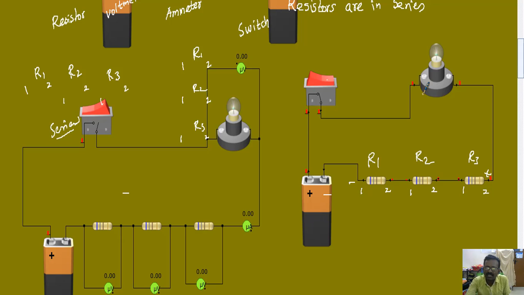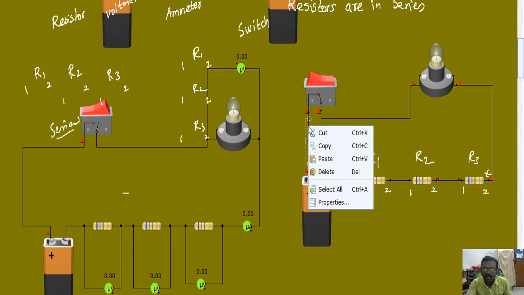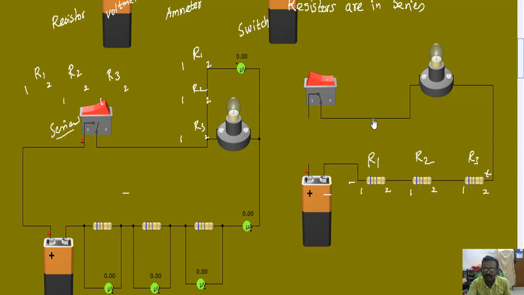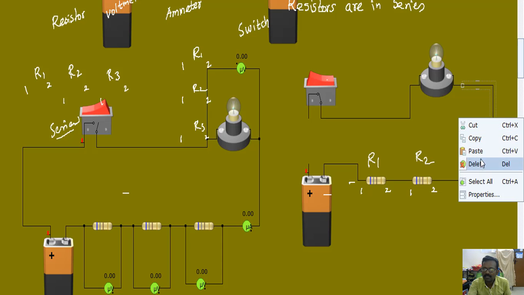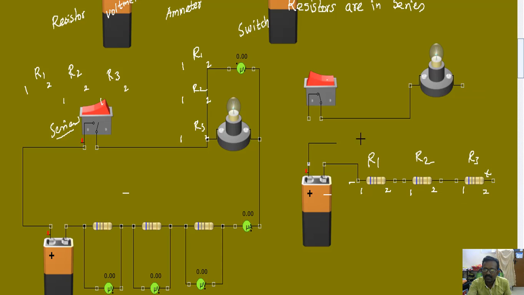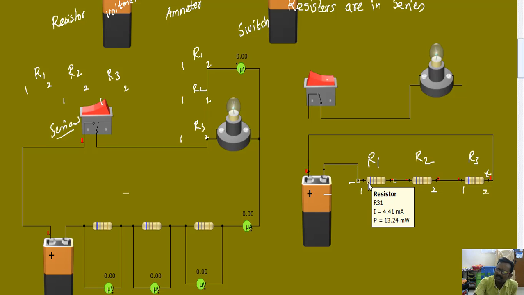In other ways, we can do it like that. Now I remove this connection and make it here. This is also a serial connection. See, plus is going here, minus is going to this point, right? So plus is going to this point, the minus end of the battery is going to this point. This is called a serial connection.